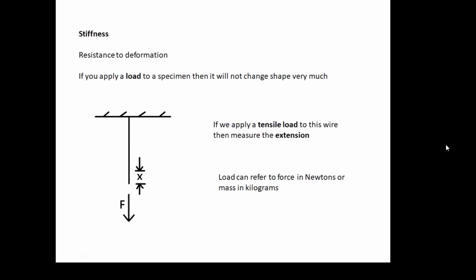So stiffness, resistance to deformation. We can load a material in various ways. We can put it in tension or compression or bending or torsion. On this course, we only look at tensile stiffness. Let's say you put a wire in tension and look at its extension. So you apply a load, and if it doesn't change shape very much, if the extension isn't very big, then it is stiff. It is resistant to deformation.